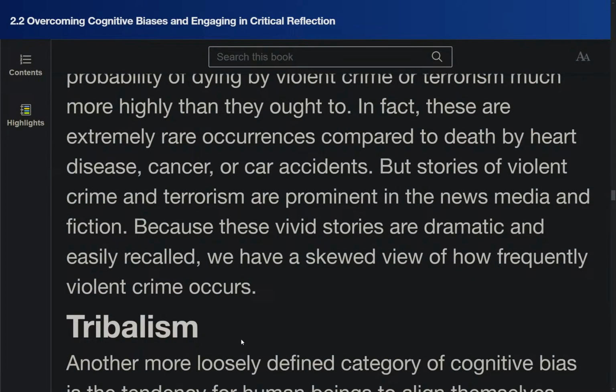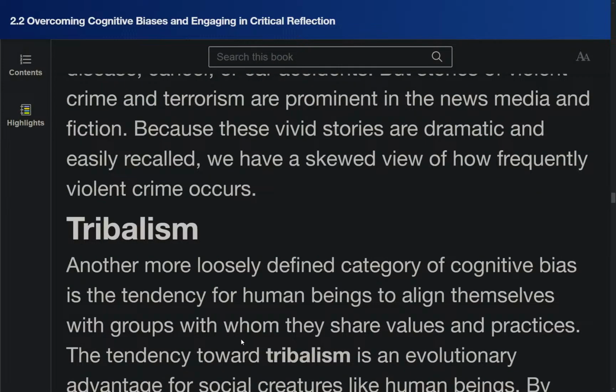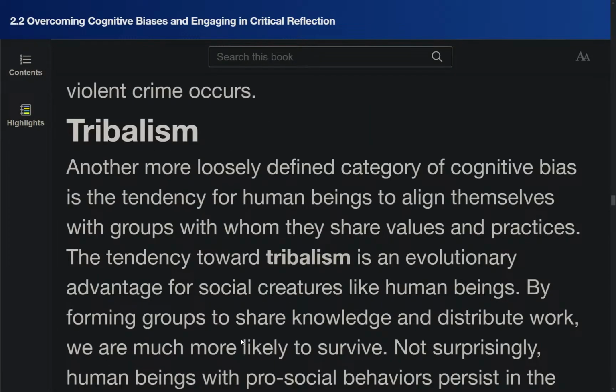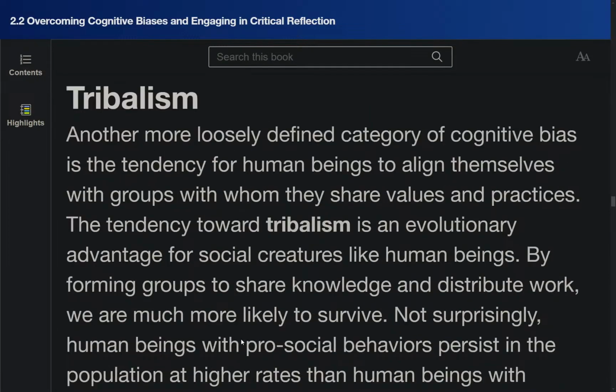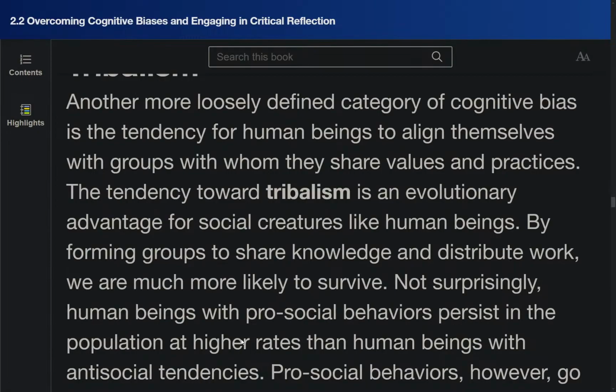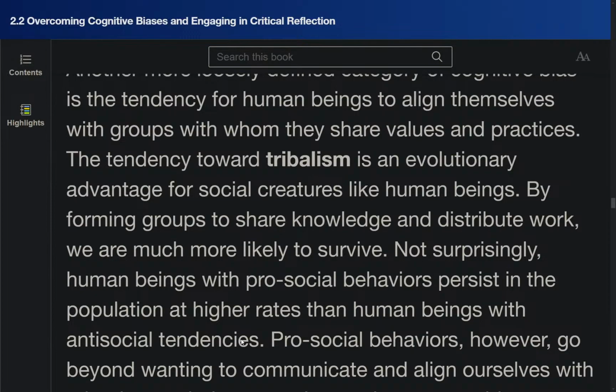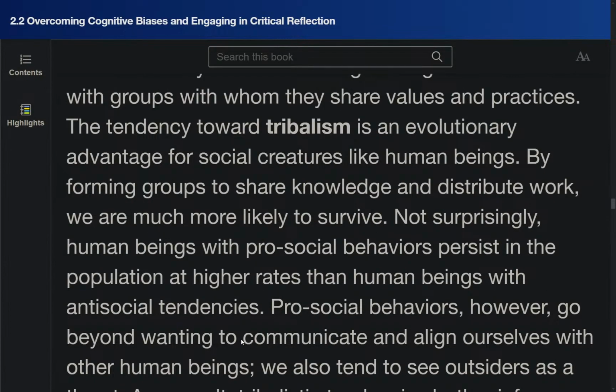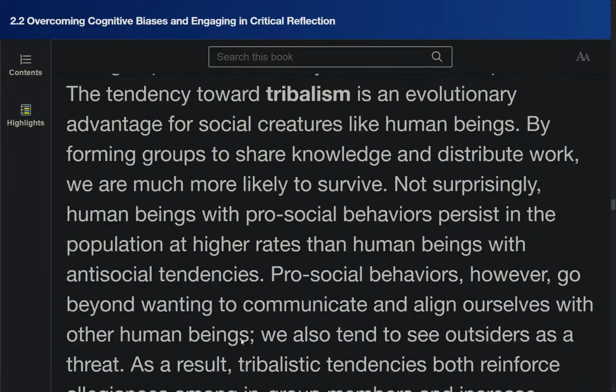Tribalism. Another loosely defined category of cognitive bias is the tendency of human beings to align themselves with groups with whom they share values and practices. The tendency towards tribalism is an evolutionary advantage for social creatures like human beings. By forming groups to share knowledge and distribute work, we are much more likely to survive. Not surprisingly, human beings with pro-social behaviors persist in the population at higher rates than human beings with antisocial tendencies.